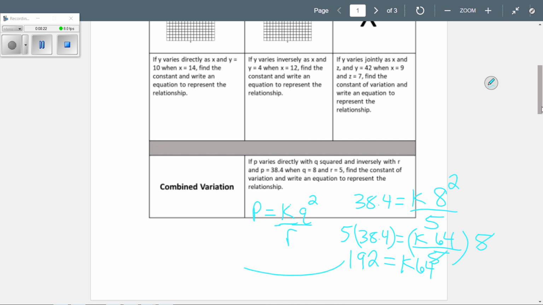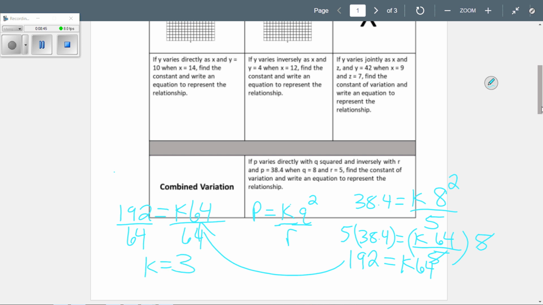So I'm going to move this over here because of room. 192 equals k times 64. What's the only thing in the way of solving for k? It's the 64. So divide by 64, divide by 64. Use your calculator. K equals 3.